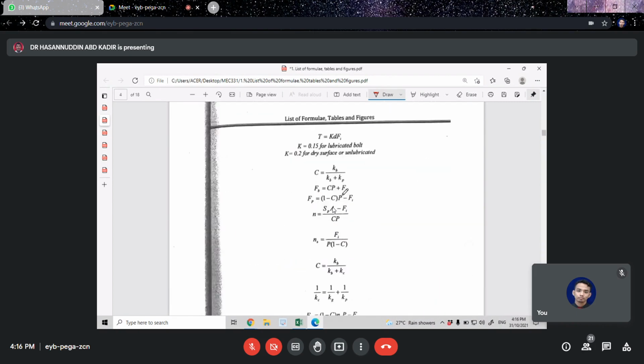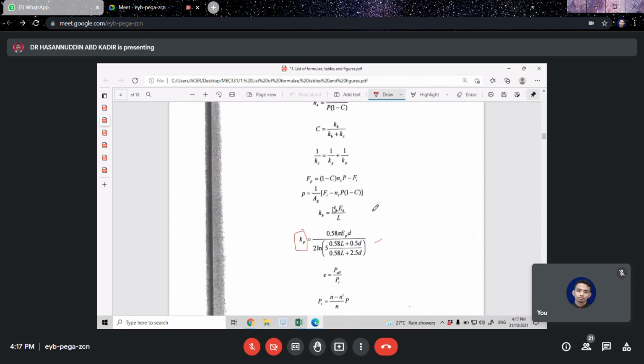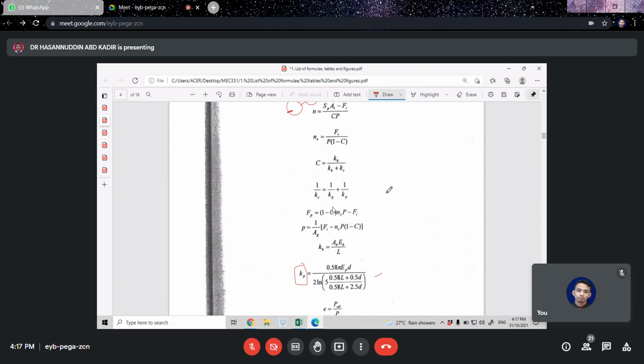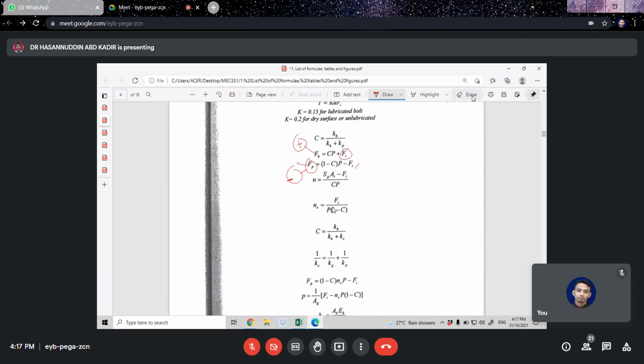Is that familiar? Ni lah saya cakap tadi. If you have the value of FI here, then you can get the value of FB. Then from the FP, FI, you also can find the value of FP. Okay, please remember F part always in compression, this one, F bolt always in tension. Ingat this one, kalau nanti value kamu akan dapat in term of minus or in term of positive. Okay, this one. So you also can find the value of C, this one.